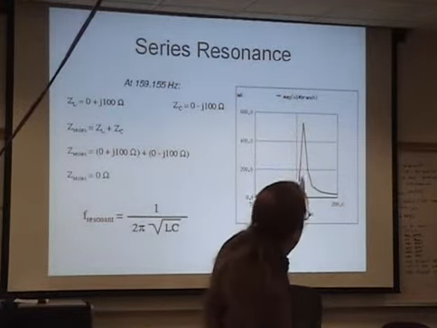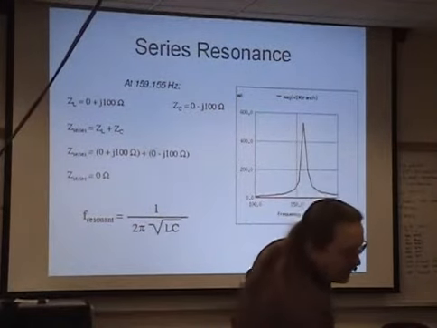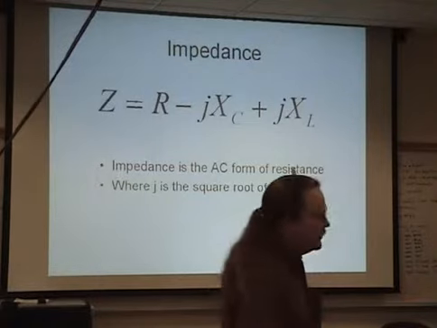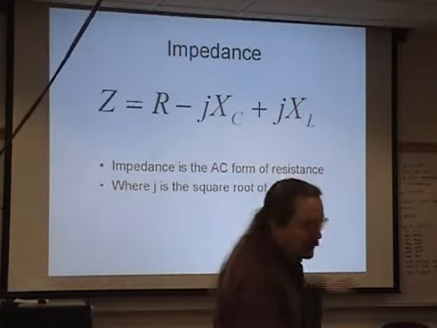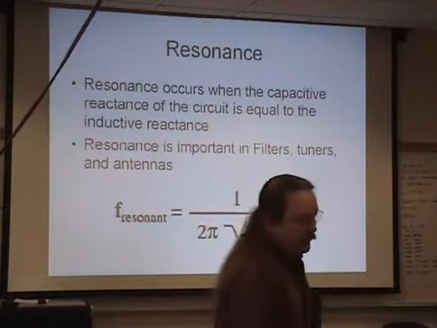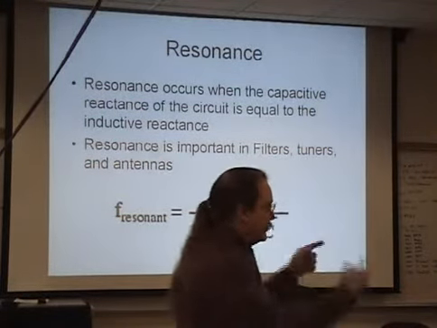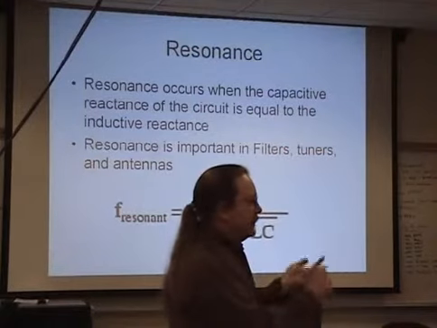At 459 hertz, that would be considered a high Q at this position. This is a fairly high Q. A low Q means the width of the curve is much wider. More resistance in the circuit for a lower Q.